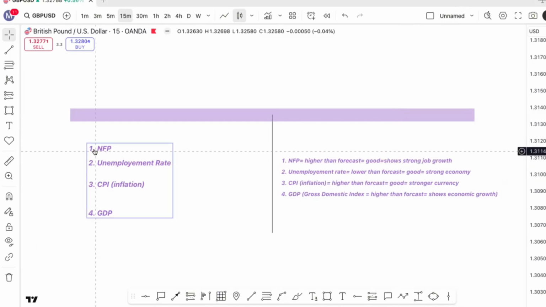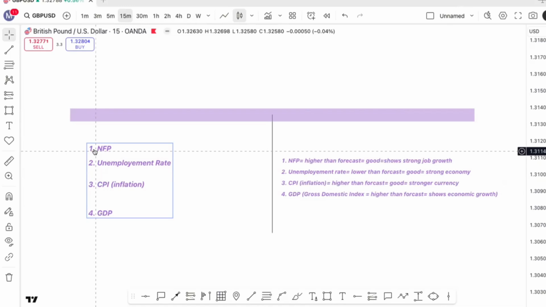So the NFP numbers show how many new jobs been created and lost, the unemployment rate, which is the overall unemployment rate, and the wages, so how much the workers are earning on average. Okay, so when it comes to NFP, when the actual number is higher than forecast, okay, that is good. It shows there's strong job growth.